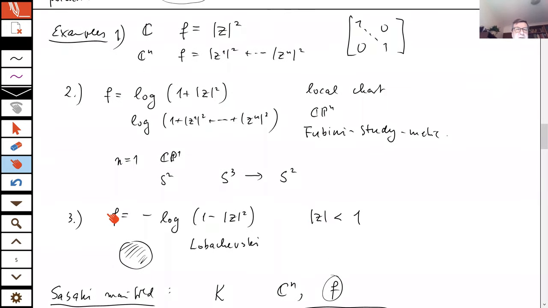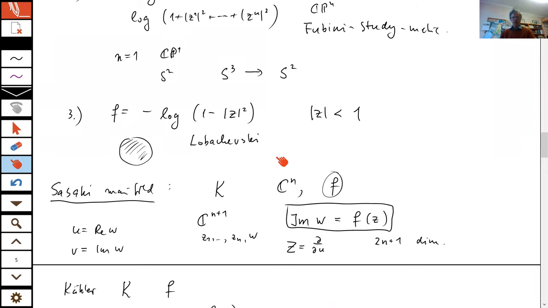Well, in the first and third example, it is quite easy. In the second example, it is more subtle. Because we are looking only at one chart, and this Kähler structure on one chart actually can be extended in a very natural way to CPN or CP1, and then gives a nicer picture. But if you are looking at this locally, just on one chart, then we can also here stay in CN rather than CPN, or in C rather than CPN.